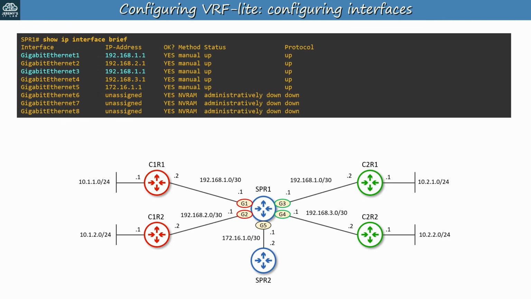So here are SPR1's IP addresses. Show IP interface brief doesn't give any information about VRFs, although if you notice that G1 and G3 have the same IP, that's a hint that we're using VRFs. Now that we've finished assigning the interfaces to VRFs and configuring their IPs, we can move on to the final step, configuring routing.